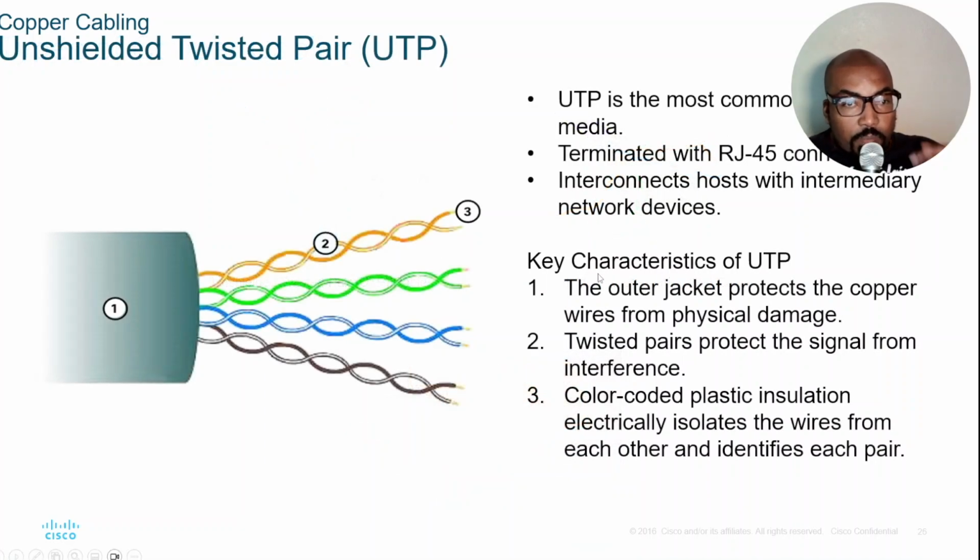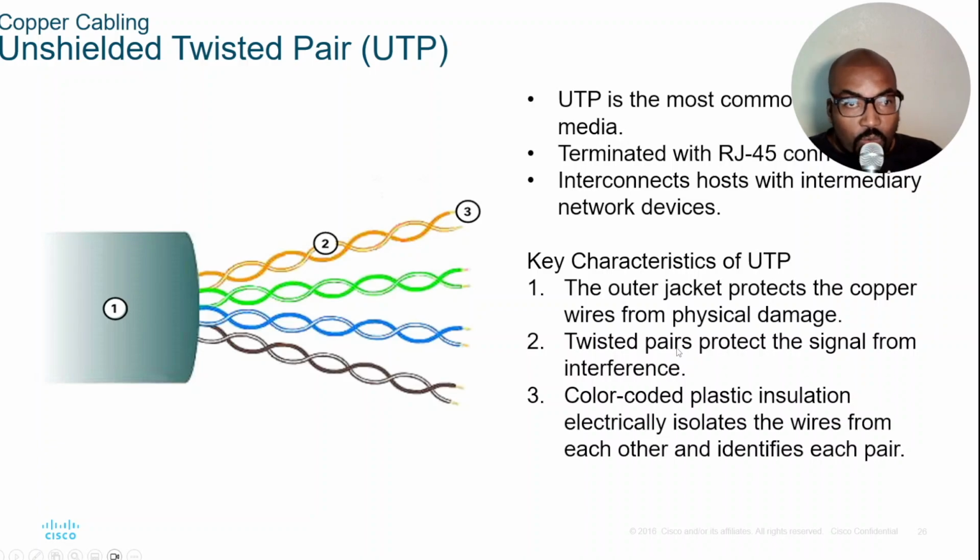So unshielded twisted pair, or UTP, is the most common network media, terminated with RJ45 connectors. RJ45, very important, RJ45 connectors. Key characteristics of UTP: the outer jacket protects the copper wires from physical damage.